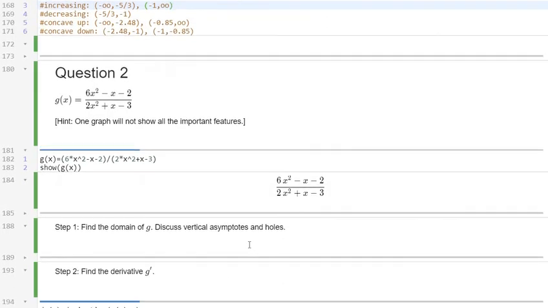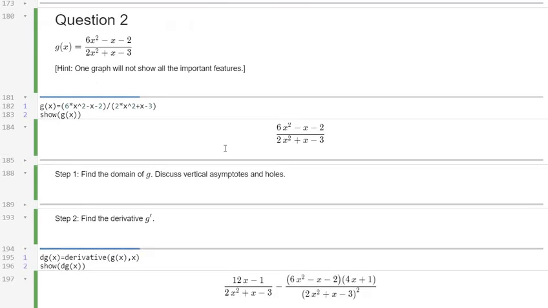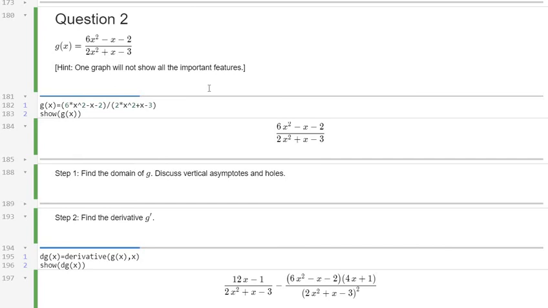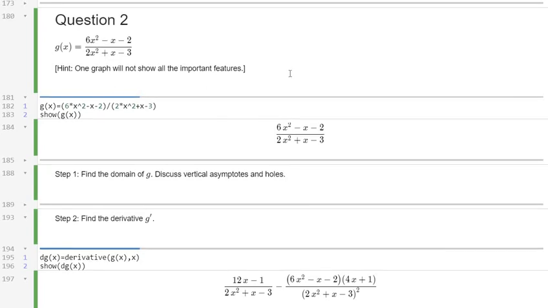Let me go down here and see if there's anything I want to say about question 2. Notice the hint here that one graph is not going to show all the important features. There's division, so you're going to have some domain issues. You're going to have to figure out what leads to division by 0. So figure out when this denominator is equal to 0, and check whether it's a vertical asymptote or a hole by using limits. There should be some examples of that in the notes.